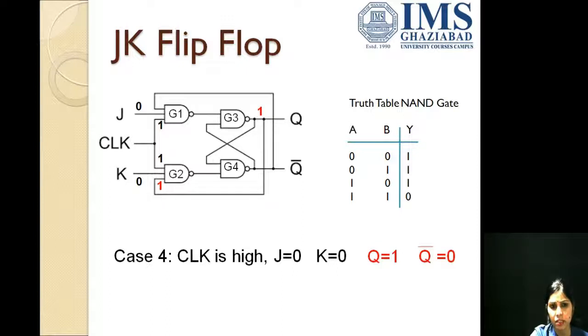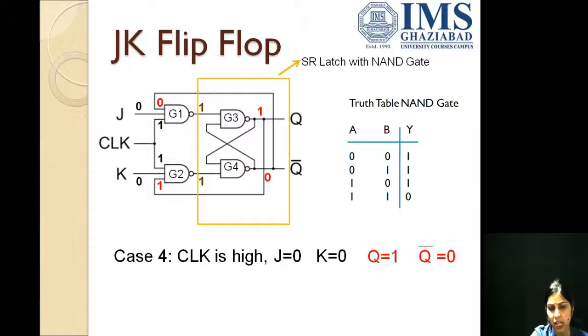This Q, the input for G2 gate would be 1, 1, 0, and the input for G1 gate would be 0, 0, 1, thus leading to the output from G1 and G2 as 1. Now for this SR latch with NAND gate, G3 would be having two inputs 1 and 0, thus leading to an output of 1, and G4 would be having two inputs 1 and 1, leading to the output 0. So Q would be 1 and Q bar would be 0.